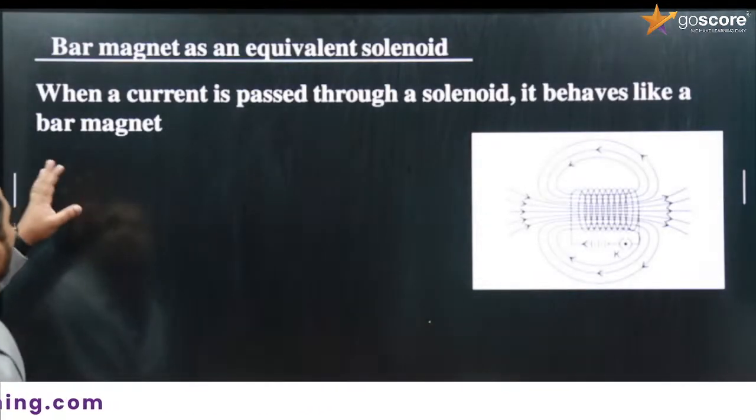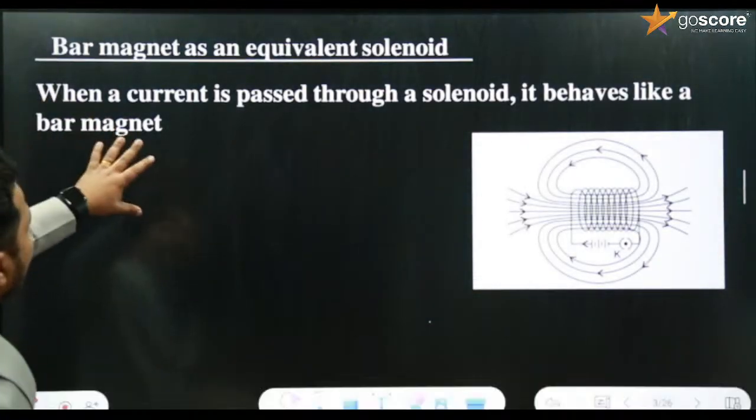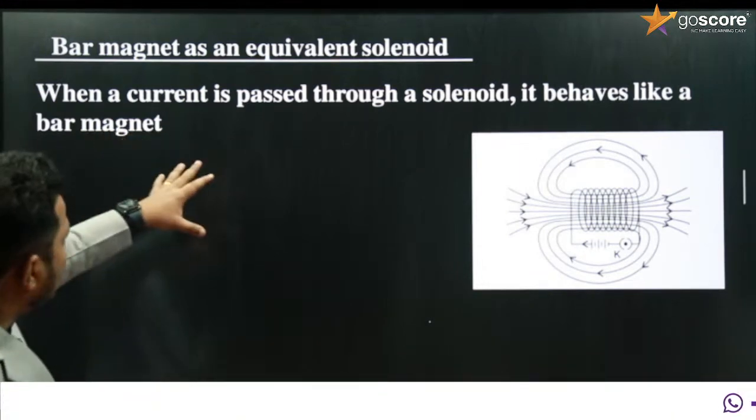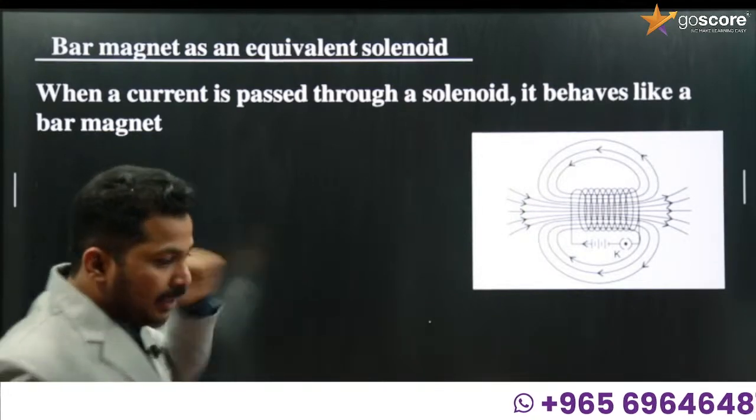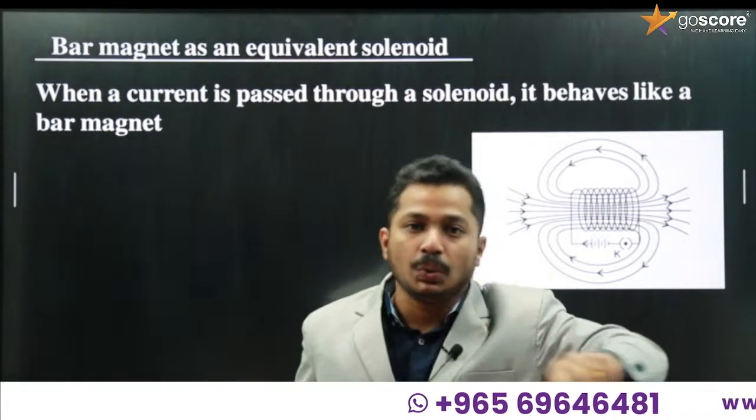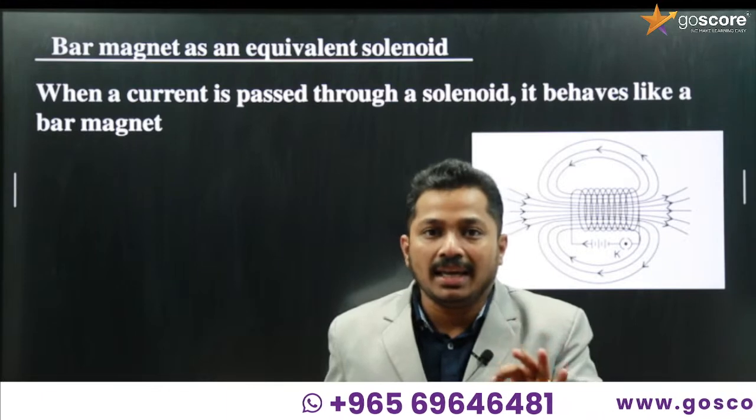Next is the last topic of this chapter. When a current is passed through a solenoid, it behaves like a bar magnet.